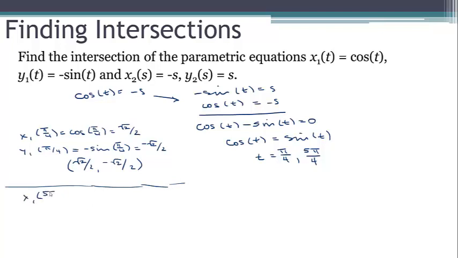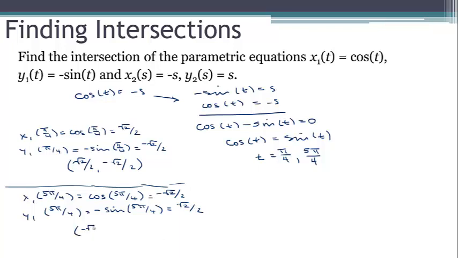x1 of 5 pi over 4 is cosine 5 pi over 4, which is negative square root of 2 over 2. And y1 of 5 pi over 4 is negative sine 5 pi over 4, which is plus square root of 2 over 2. So there's our second intersection, negative square root of 2 over 2, comma, square root of 2 over 2.